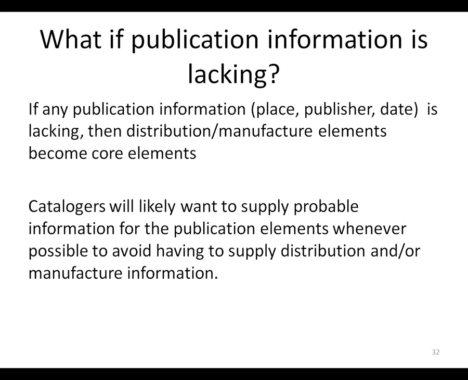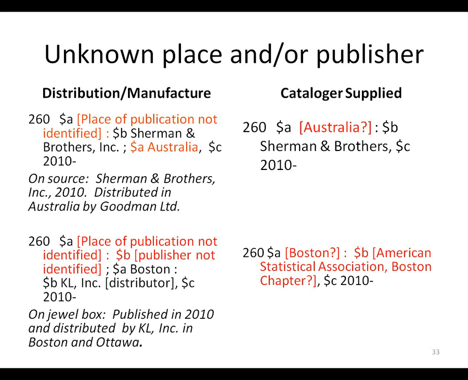means that catalogers will likely want to supply probable information for the publication elements whenever possible, to avoid having to examine the piece and look for distribution and manufacturer information. So here are two examples, depending on whether the cataloger has attempted to supply publication information versus relying on distribution and manufacturer information.